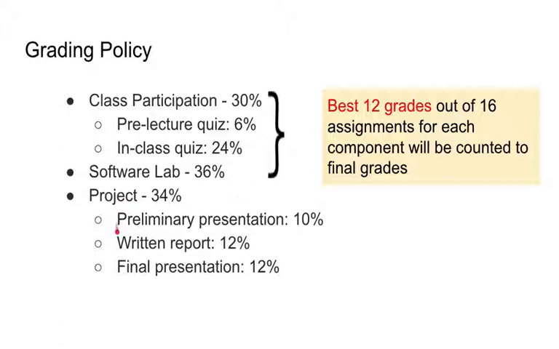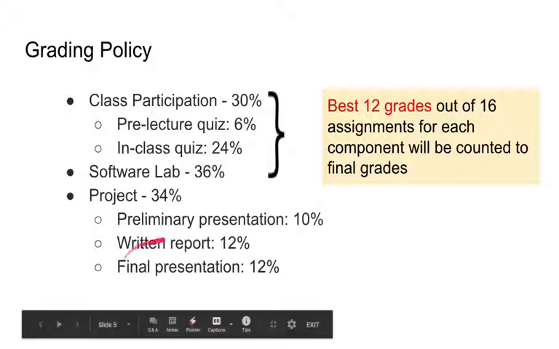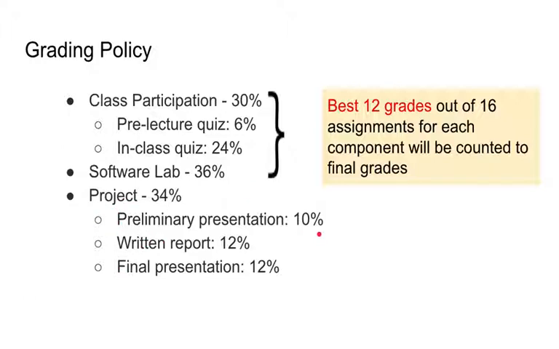The project is composed of 3 parts. First is the preliminary presentation. Each student team needs to do a literature study, study the physics behind each of the data sets, and present to the class.